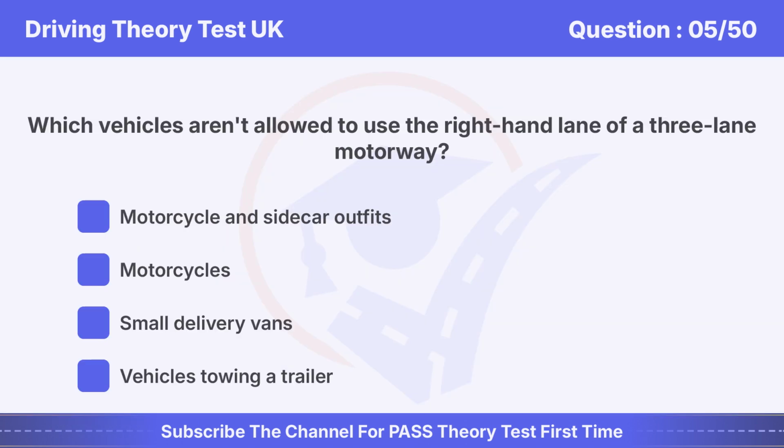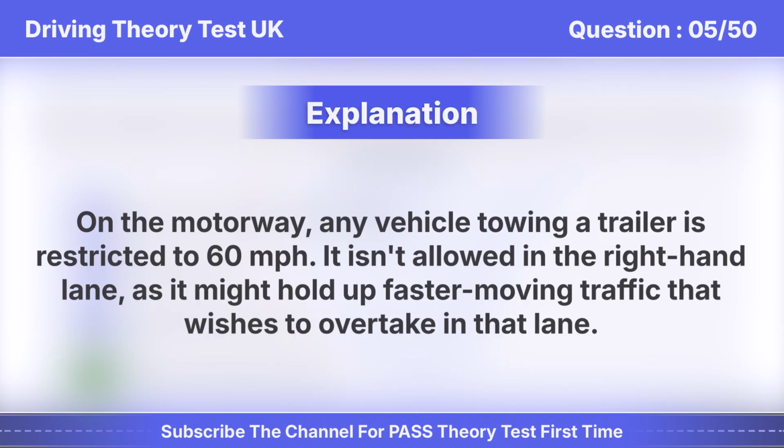Question 5. Which vehicles aren't allowed to use the right-hand lane of a 3-lane motorway? Answer is D. Vehicles towing a trailer. On the motorway, any vehicle towing a trailer is restricted to 60 miles per hour. It isn't allowed in the right-hand lane, as it might hold up faster-moving traffic that wishes to overtake in that lane.